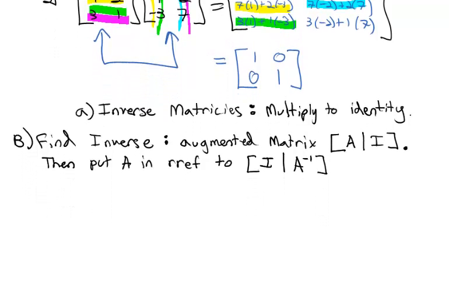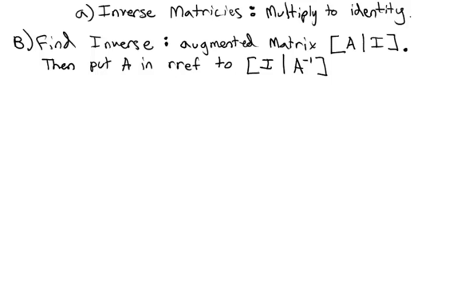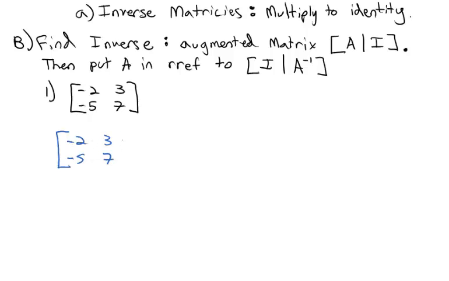So let's take a look at how we can do that, how we can find an inverse. Starting with a simple example, we'll start with a 2 by 2, and then we'll get to a more interesting 3 by 3 example. So we've got negative 2, 3, negative 5, 7, and we want to find the inverse. To find the inverse, we're going to set up the augmented matrix, negative 2, 3, negative 5, 7. And the other half is the matching identity, 1, 0, 0, 1.